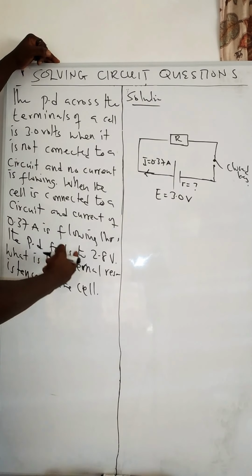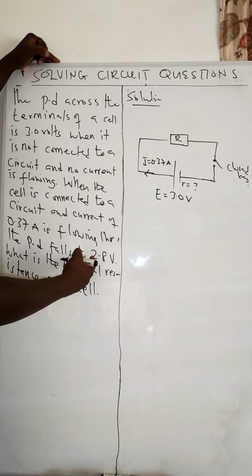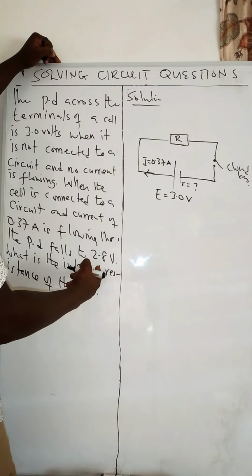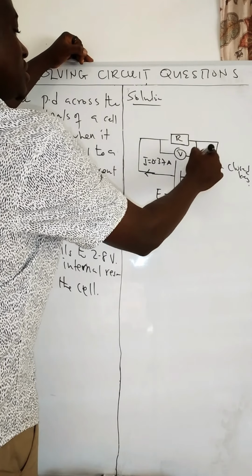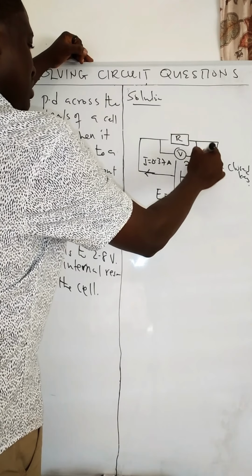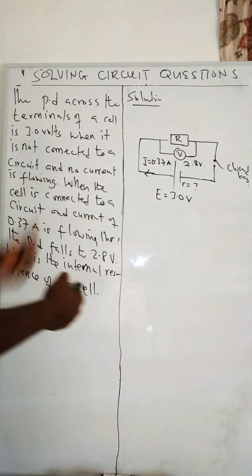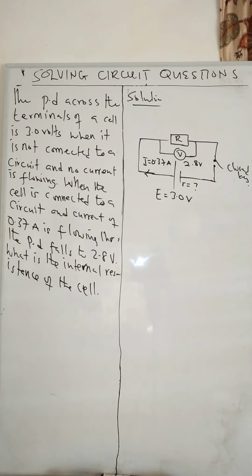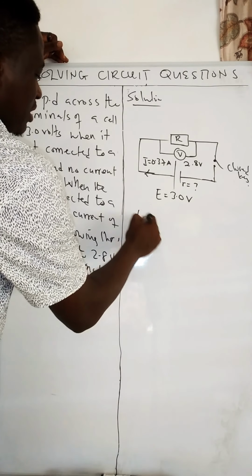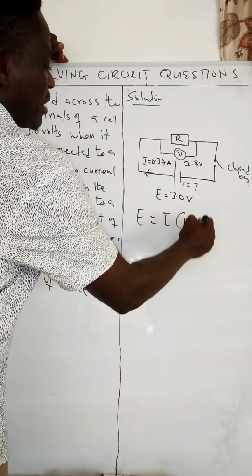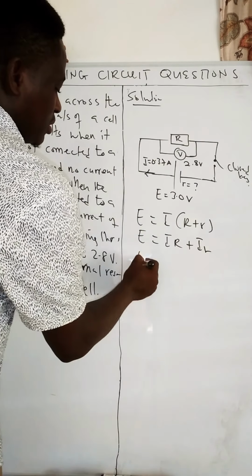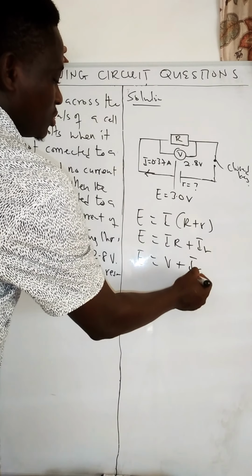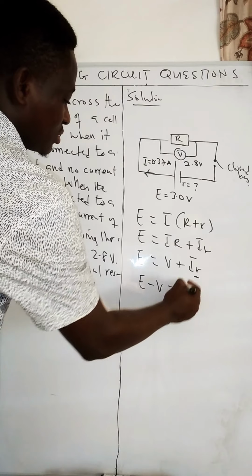We're saying that when this happens, the potential difference falls to 2.8 volts. Good. So from here, I have V equal to 2.8 volts. That is my potential difference. The question is asking us to calculate the internal resistance of the cell. Good. Now we know that E is equal to I into bracket R plus r. Therefore, E is equal to IR plus Ir. E is equal to V plus Ir. So E minus V is equal to Ir.